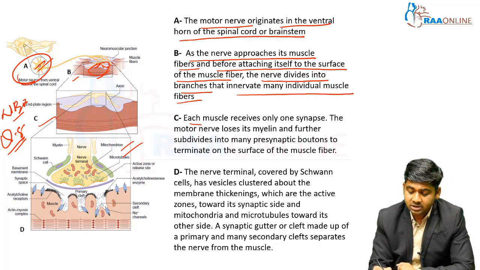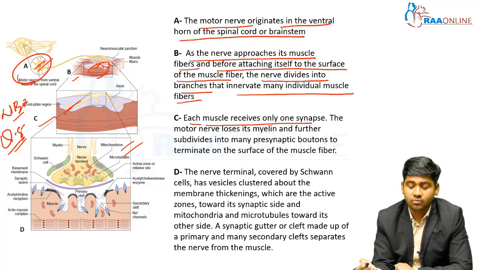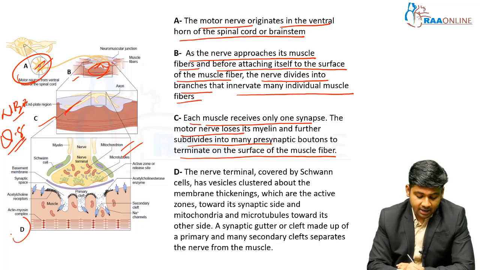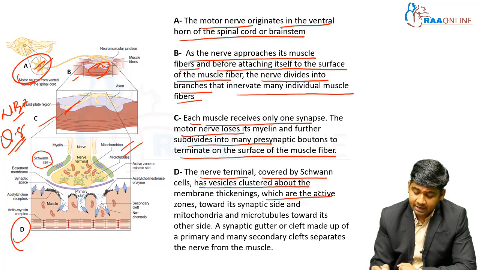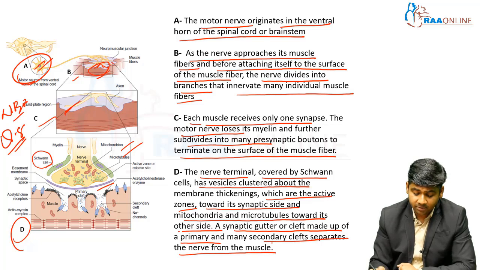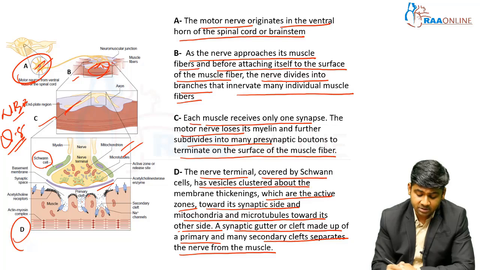Each muscle fiber receives only one synapse. The motor nerve loses its myelin sheath and further subdivides into presynaptic boutons to terminate on the surface of the muscle fiber. Coming to the diagram proper, the nerve terminal is covered by Schwann cells. The nerve terminal has vesicle clusters, which are the active zones, with the membrane vesicles towards the synaptic sites and the mitochondria and microtubules towards the other side. A synaptic gutter or synaptic cleft is present, with primary and secondary clefts. These are the primary clefts, these are the secondary clefts. This separates the muscle fibers from the nerve endings.